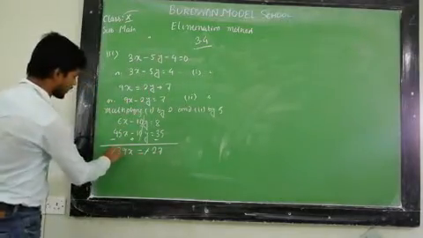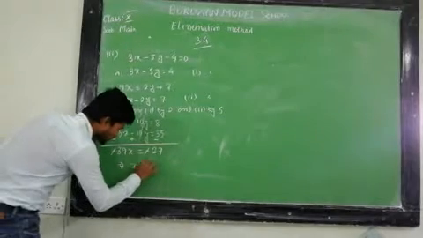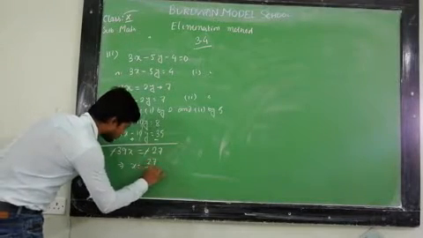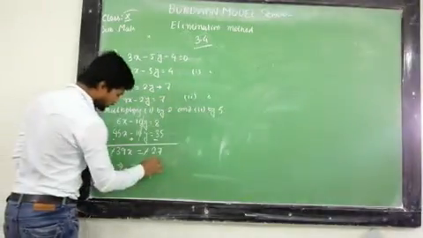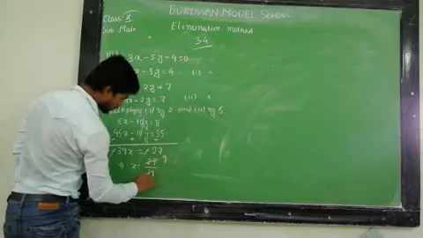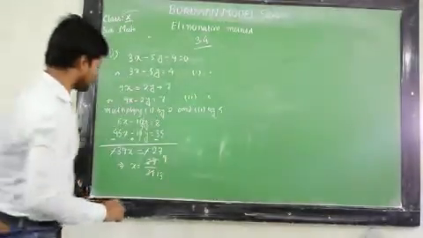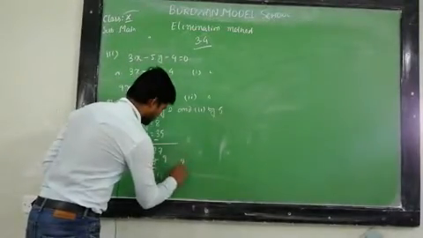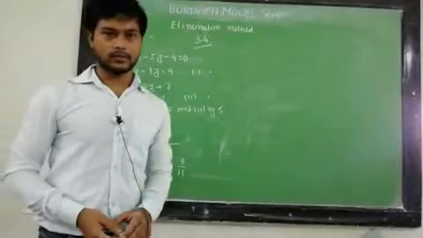So this minus and this minus will cancel each other. That means the value of x will be 27 by 39. So if you divide it by 3, 9 3s are 27 and 3 13s are 39. So that is 9 by 13. So the value of x is equal to 9 by 13.